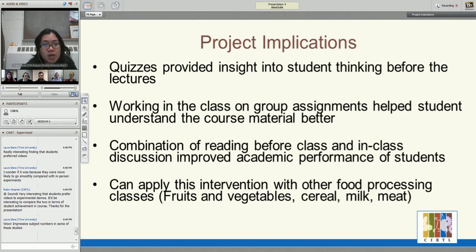The combination of reading before class and in-class discussion has improved the academic performance of the students in the food processing class. Therefore, this method can be applied to other food processing classes in food science, such as fruit and vegetable processing, cereal, milk, and meat processing.